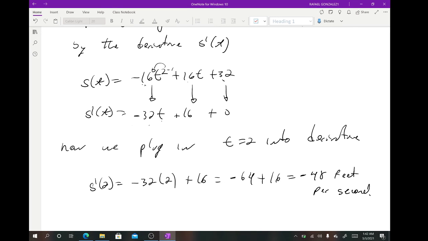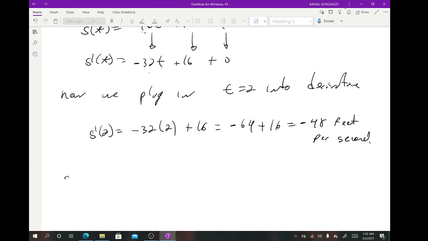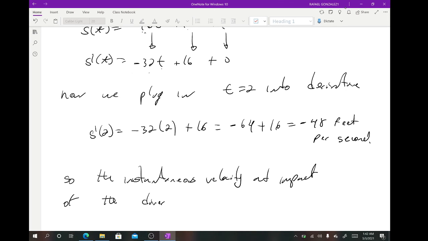And this is how you go about solving this type of problem that involves instantaneous velocity. So, again, we say the instantaneous velocity at impact of the diver was negative 48 feet per second.